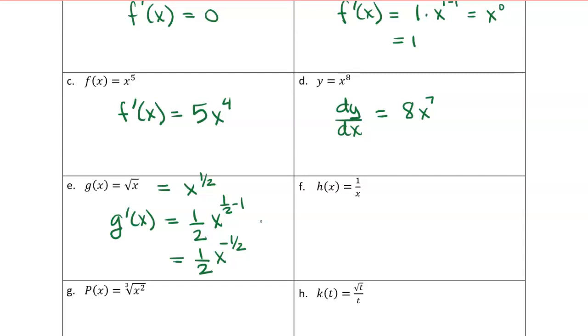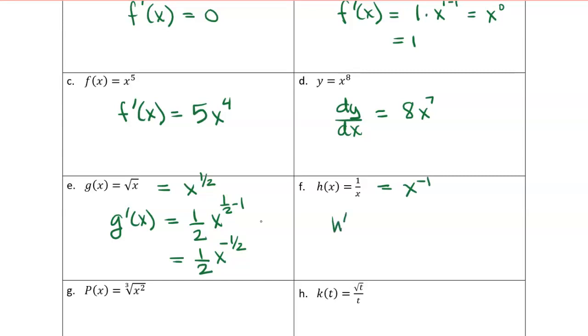So here's another one. It doesn't quite look like a power function as it's written now, so we have to rewrite it. This is where those properties of exponents come in handy. You have to remember that 1 over x is x to the -1, and now it's a power function.